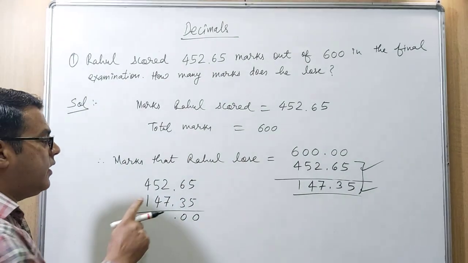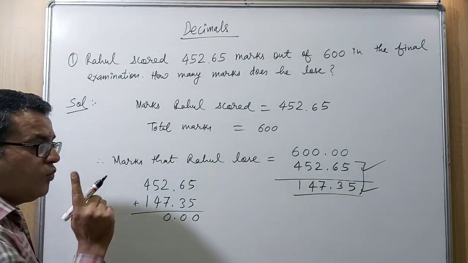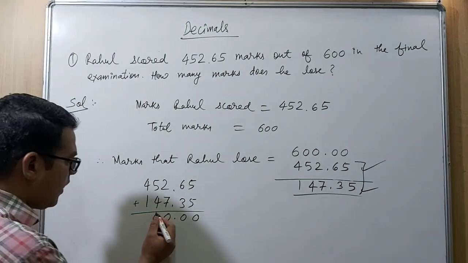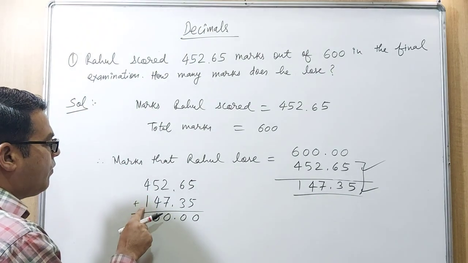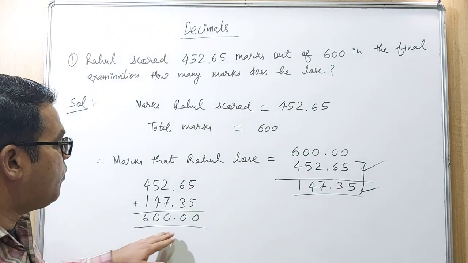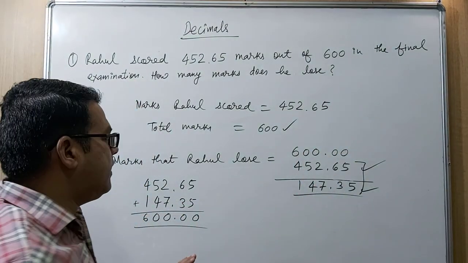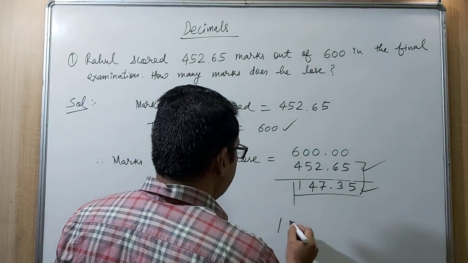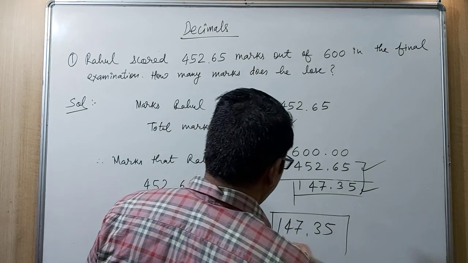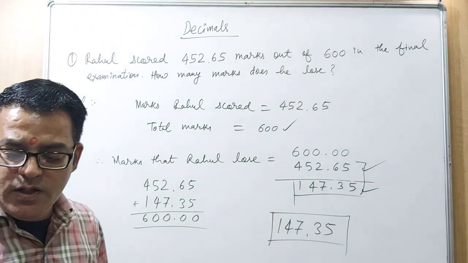Carries 1. 7 and 2, 9. 9 and 1 carry 10 again. Carry is 1. 5 and 1, 6. 6 and 4, again 10. 0 carry is 1. 4 and 1, 5, that carry 6. So what we have? 600.00 means 600. It means our answer is correct. It means Rahul lose 147.35 marks. Hope you understand.